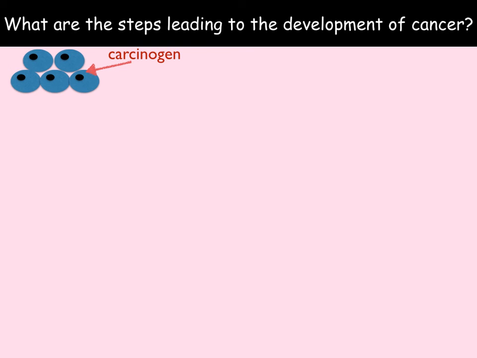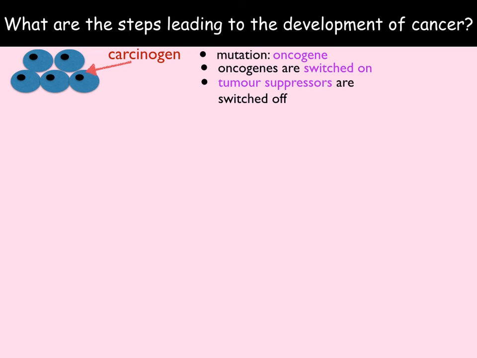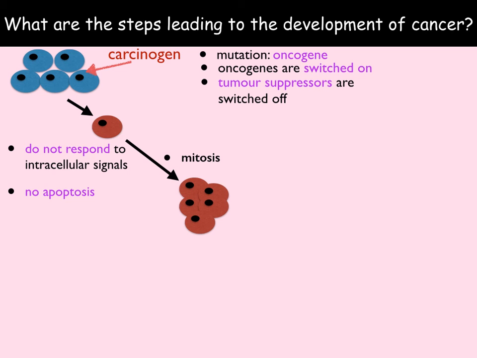Okay, let's have a look at the different steps leading to the development of cancer. So carcinogens cause a mutation in the gene that results in an oncogene. The oncogenes are thus switched on and the tumour suppressor genes are switched off. The cancerous cell does not respond to intracellular signals from other cells, so you don't have apoptosis occurring. Apoptosis means cell death. The cells continue to divide by mitosis. The immune system doesn't recognize the cells as foreign, so the cells are not removed.